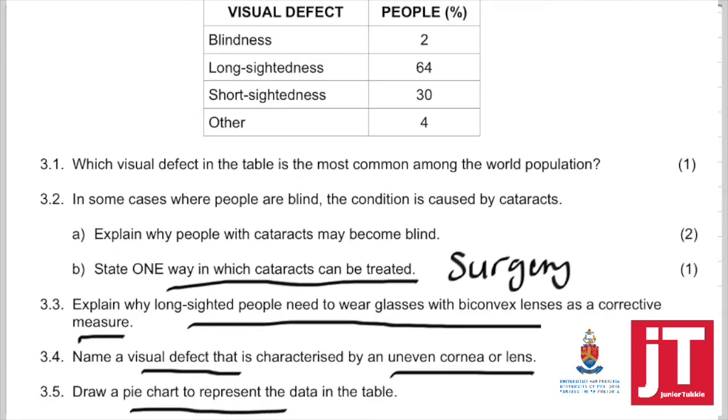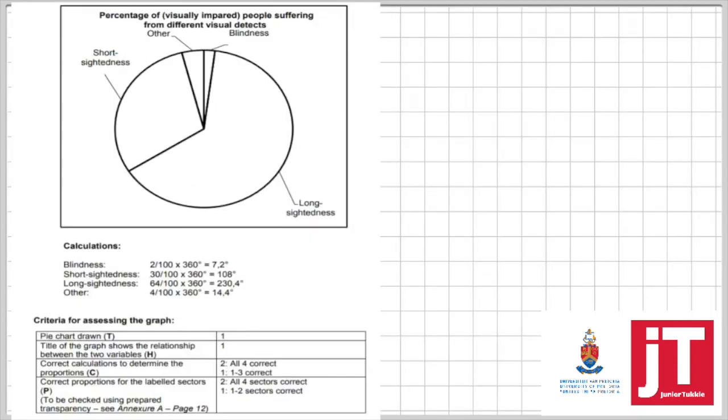Question 3.5 asks you to translate this information in the table into a pie chart. Now, here is the pie chart. Your calculations are very easy. You take the number, you put it over 100, and you multiply by 360. Please make sure to have your raw answer and your rounded off answer. You will not know what the examiners want.